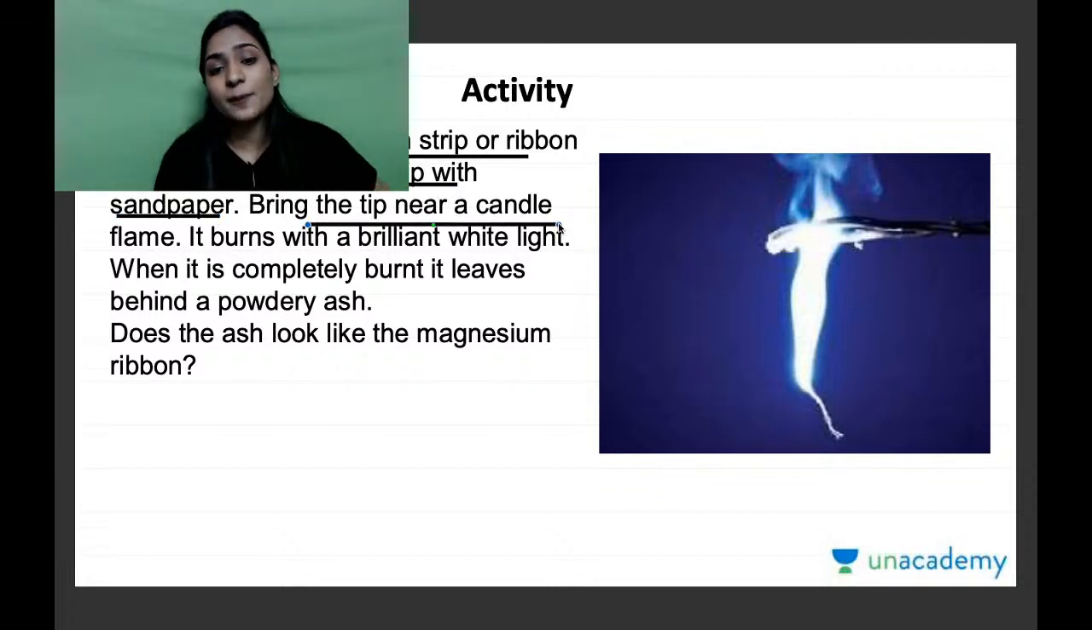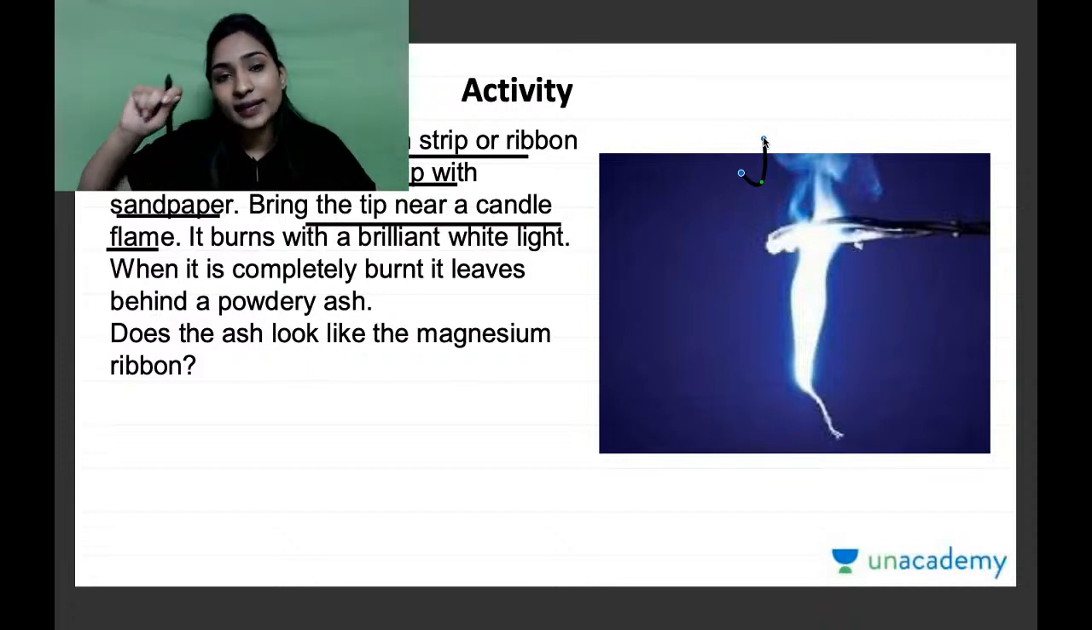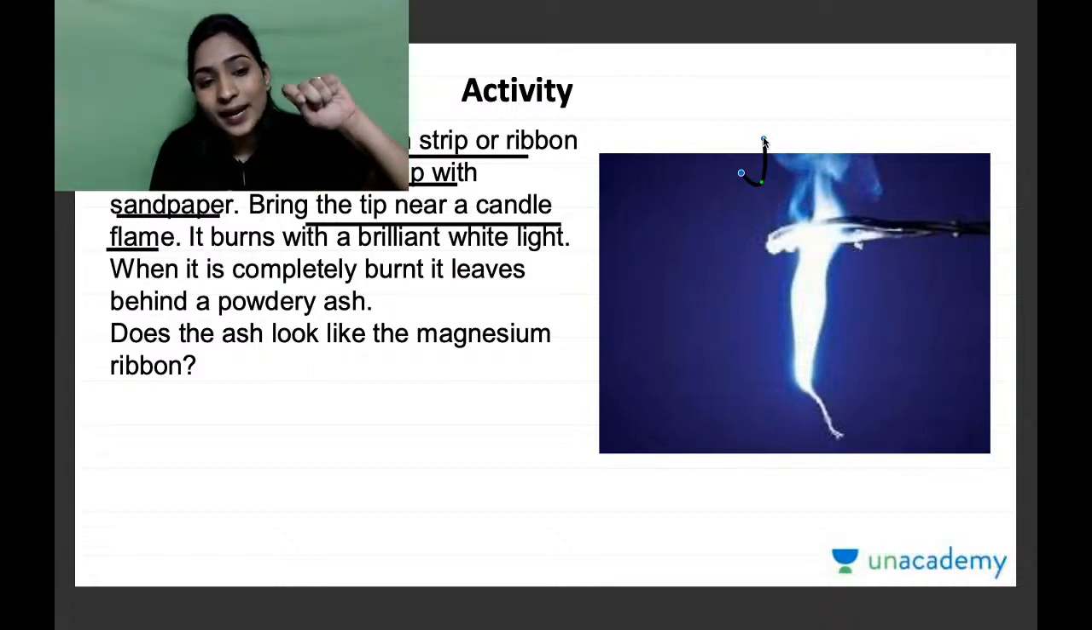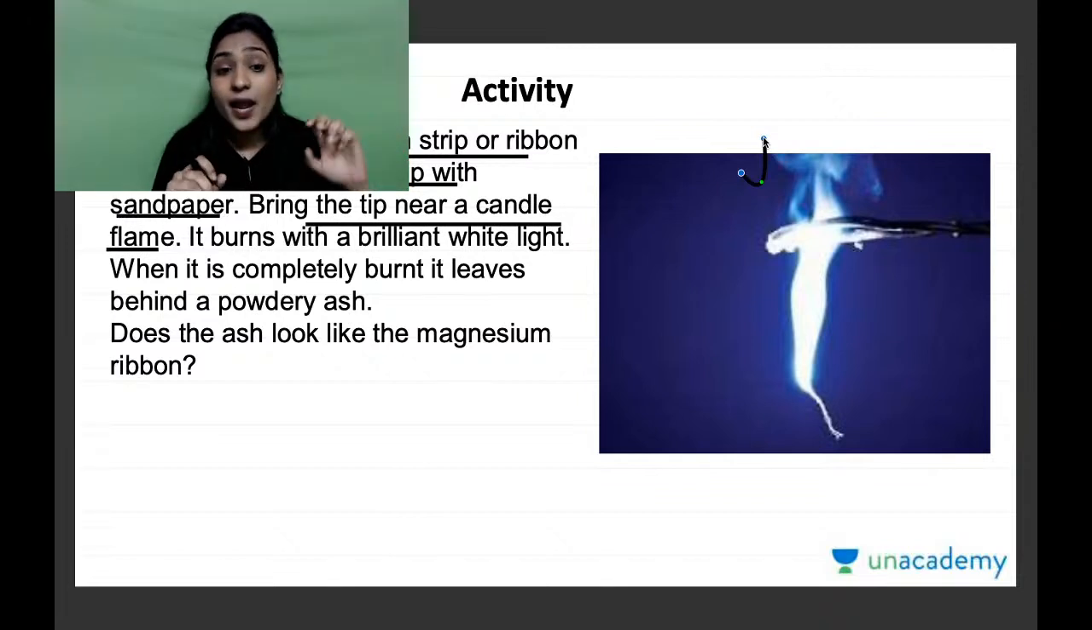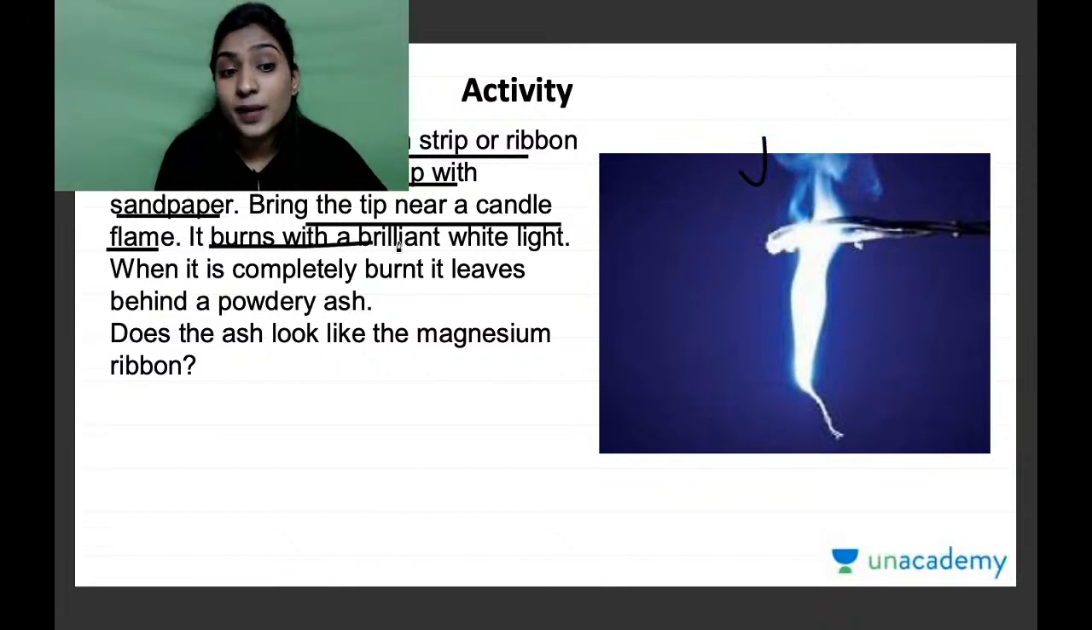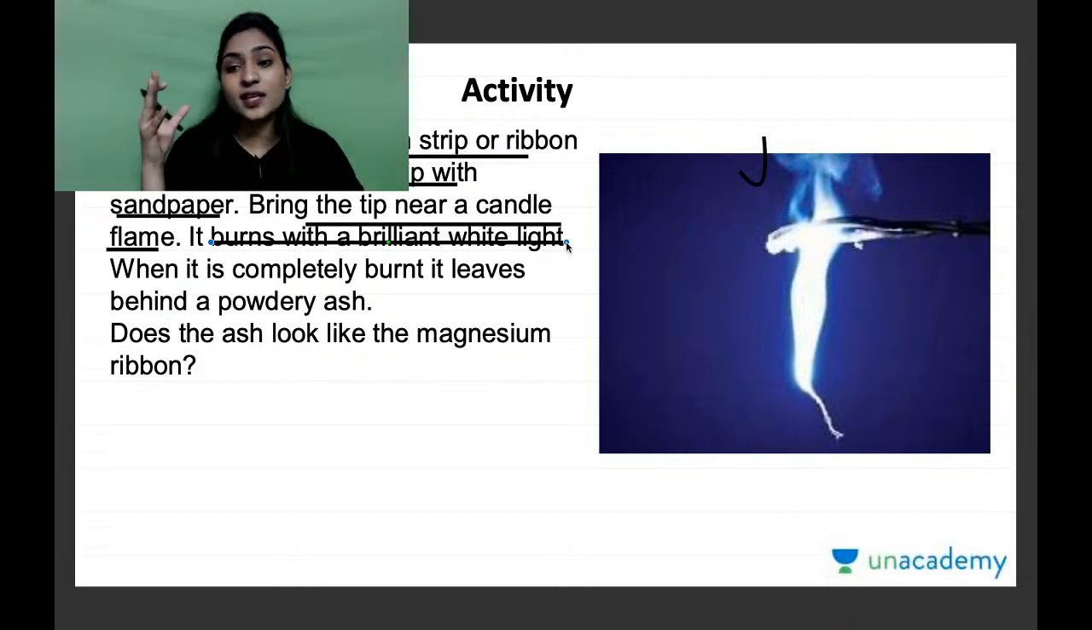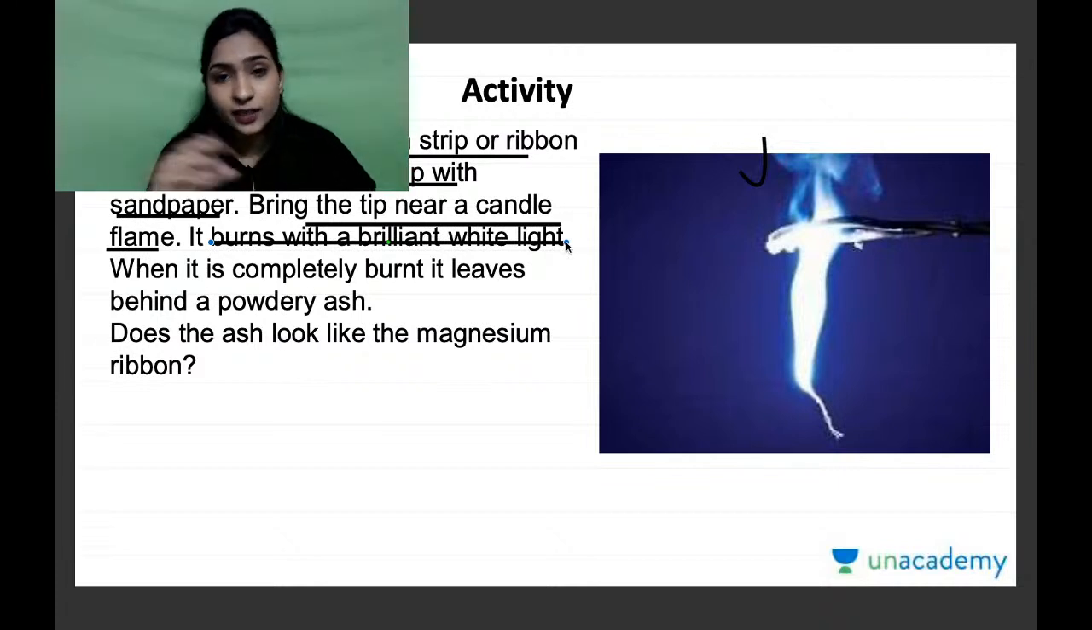Bring the tip near a candle flame, as you can see in the image. Look at the image. हमने क्या किया, थोड़ा सा कैंडल पे फ्लेम जला के मैग्नीशियम के टिप के पास लाया. It will burn with a brilliant white light. As you can see in the image, कितना सुंदर वाइट कलर का लाइट एकदम थ्रो कर रहा है.